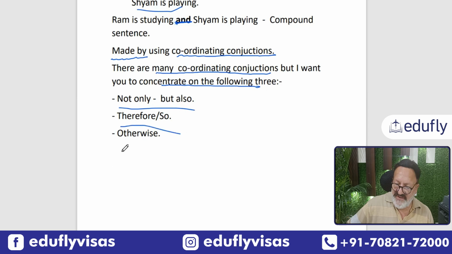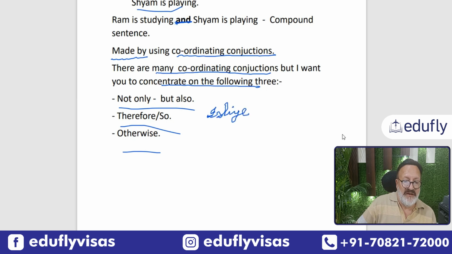Not only but also is used when there are two qualities you have to describe, and they are of similar nature. So you can say that Ram is not only good in studies but also in sports. This is considered to be a good way of writing a compound sentence. And then you have therefore. Therefore and so in Hindi mean isliye. Something happens, and because of that something happens, you say isliye, right? And then otherwise. In Hindi, otherwise is varna.